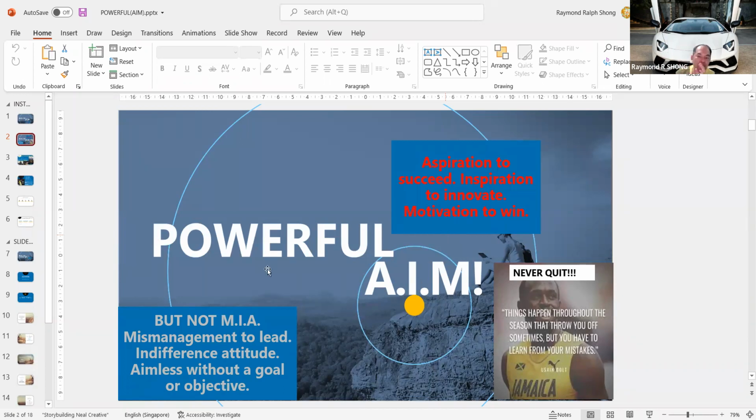Next, from the AIM to the MIA, which stands for missing in action. Are you going to mismanage to lead? Indifferent attitude, aimless without a goal or objective. So by looking at your SPQ or SRQ, or even your life doing your maths, your science, your A maths, your E maths, your English, your Chinese, your chemistry, your physics, your bio, why sometimes do you mismanage? Is it you do not have the AIM? You do not have the aspiration, inspiration, motivation? Maybe a lack of that.